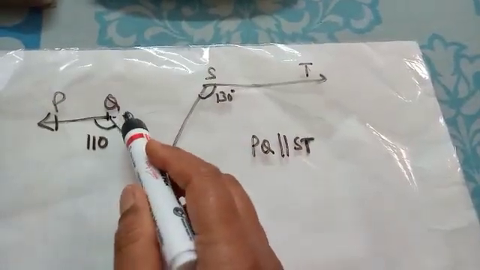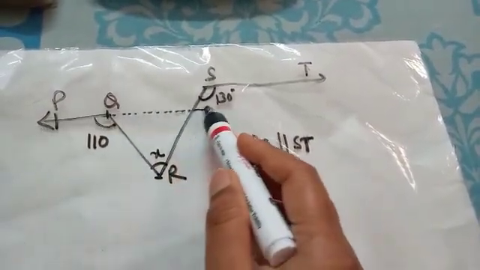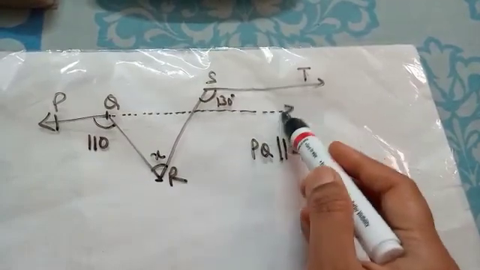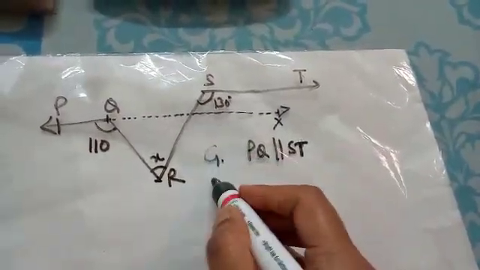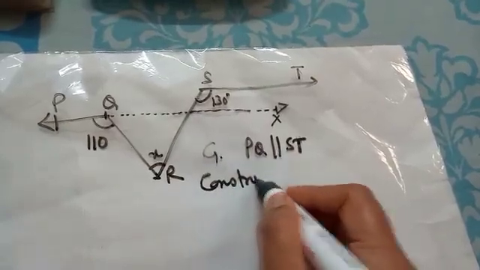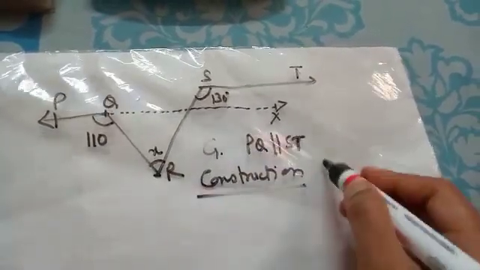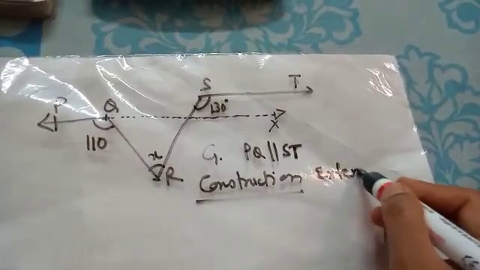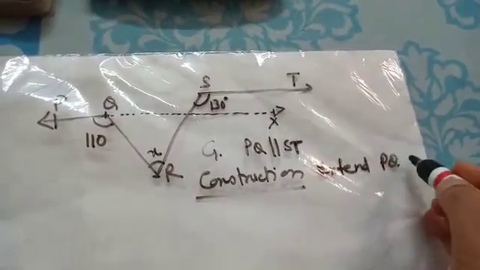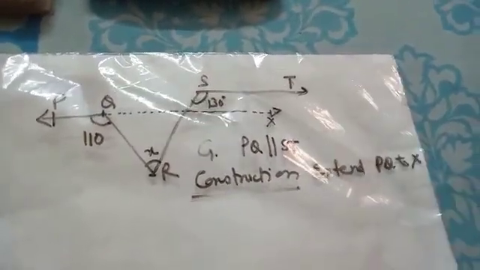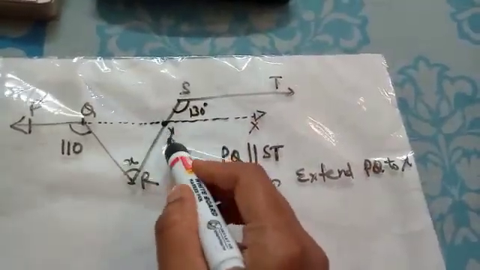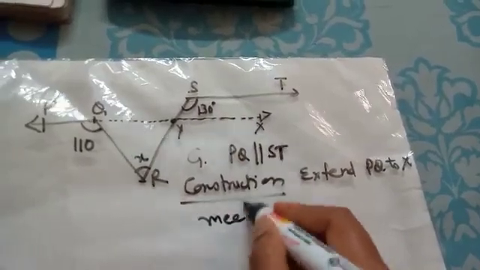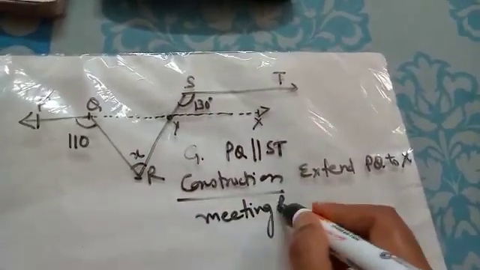So for that, what will I do? I am extending this line to a certain point and we name it X. So what is my construction? This is given. The construction is extend PQ to X. We have extended it. Meeting RS at Y. So I am writing meeting RS at Y.